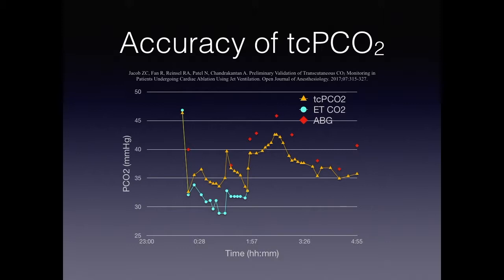You can see there's a little bit of difference between the transcutaneous and the end-tidal. The end-tidal tends to be on the lower side. You can see when they drew blood gases, they tended to track the transcutaneous much better than the end-tidal, and of course there's no end-tidal during the entire time they're on jet. Something happened to my little indicator of where conventional and jet ventilation was.